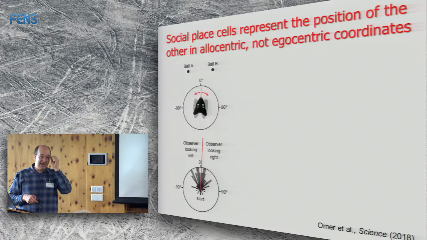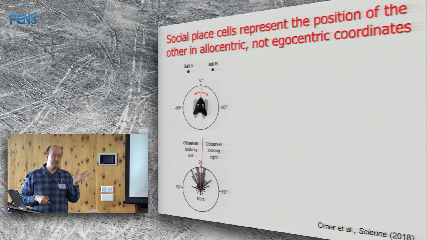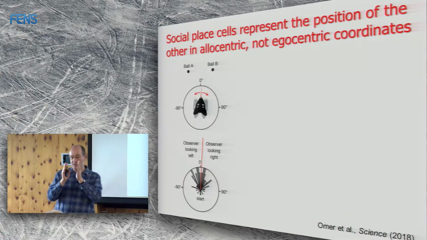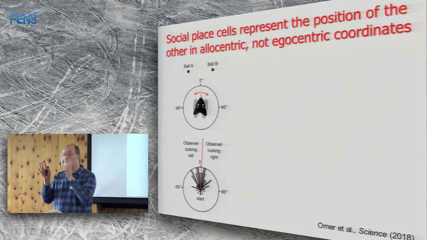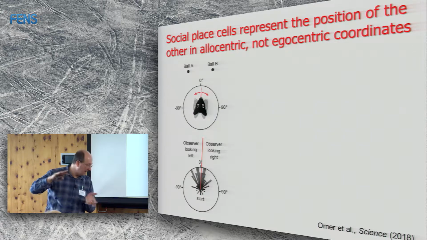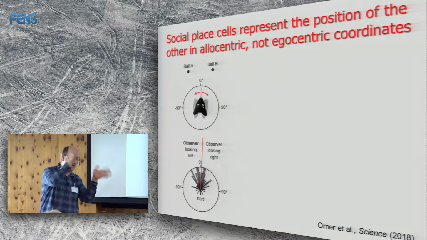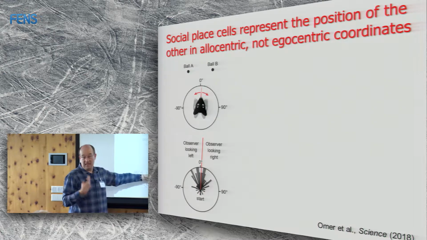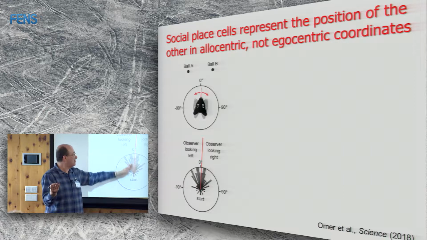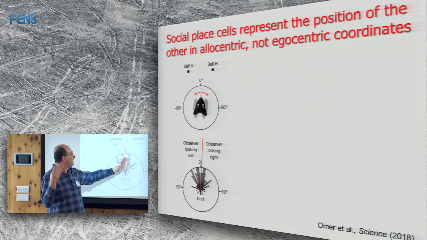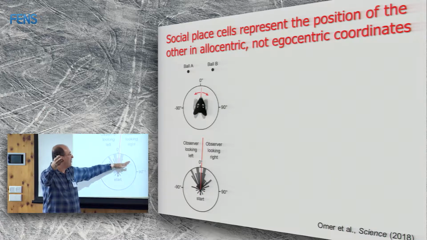The other question that we asked is, is this representation allocentric or egocentric? So as I said, from time to time the animal did move its head. It was not correlated to the movement of the other bat, but it was hanging around, and sometimes the head was pointing in that direction, sometimes in the other direction. So we could just take all the behavioral head directions by the observer bat, and just split them in half.